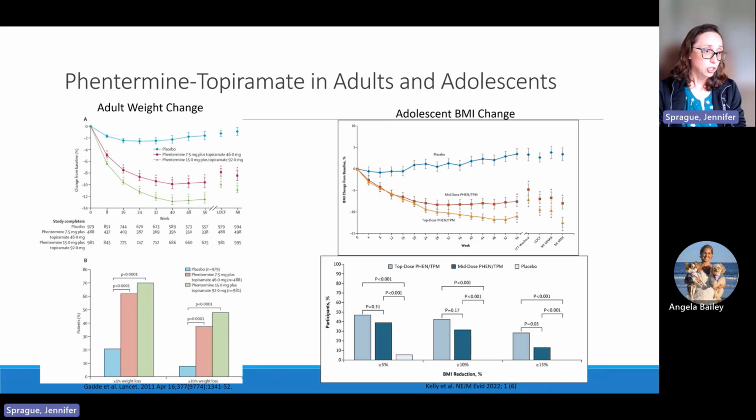You can see a much larger portion of patients reaching the greater than 10% weight loss. You can see similar in the adolescents, a large reduction in BMI and an increase in the portion of patients reaching greater than 10% and greater than 15% BMI loss. None of the placebo treated patients reach greater than 10% or greater than 15% BMI loss, compared to almost 40% in the top dose reaching greater than 10% on a medication.